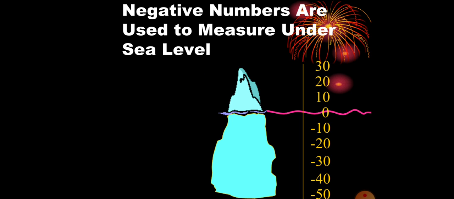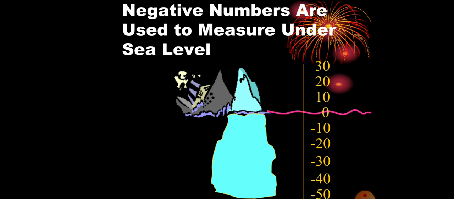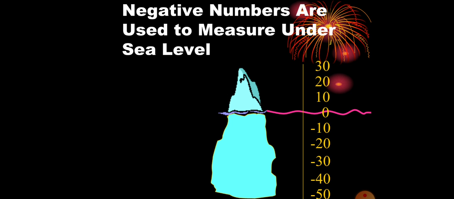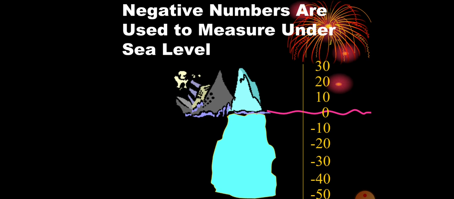Two negative numbers are used to measure under the sea level. If we have an iceberg or a mountain, it starts from under the sea till above the sea level, okay? Again, one more time. We have a mountain, its bottom is under the sea, and its top is above the sea level. How can we measure it?